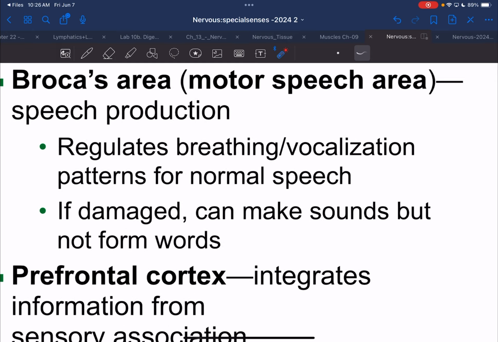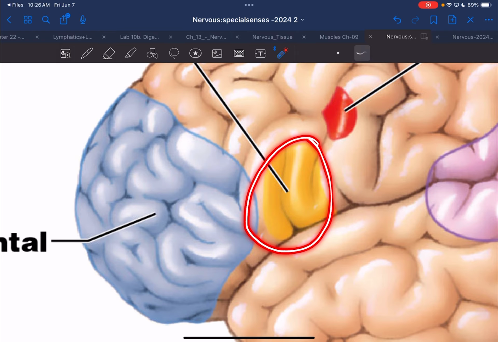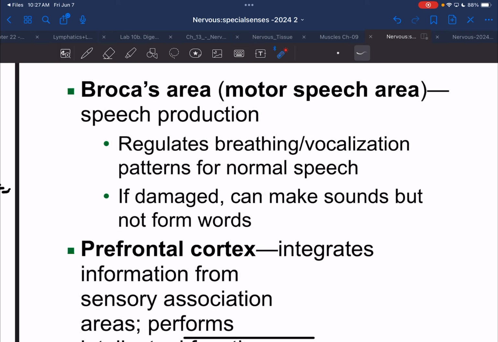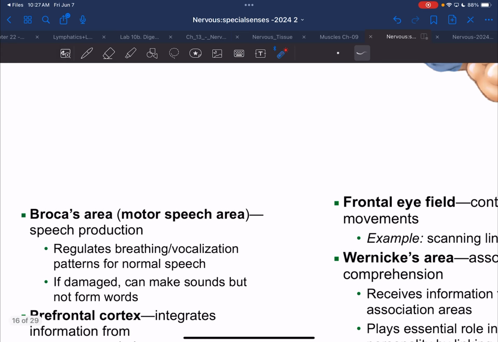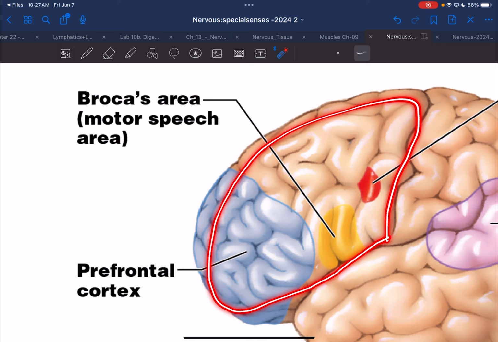And so Broca's area, this little region here, if you damage this region, you might damage your ability to produce speech. You can make sounds, but not form words. So you might even be able to think clearly, but you will not be able to speak clearly. And that's because you need to use motor. Remember that your frontal lobe possesses the motor aspect of your brain.